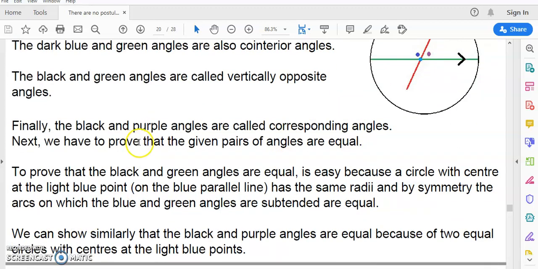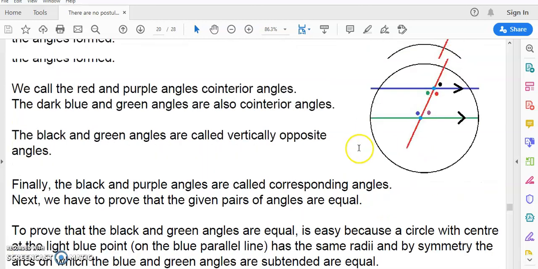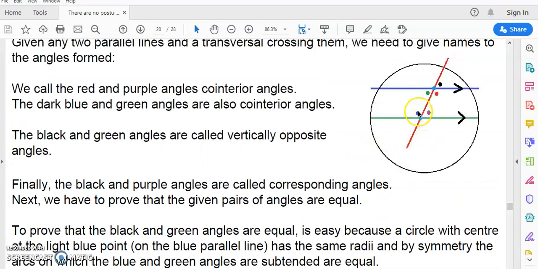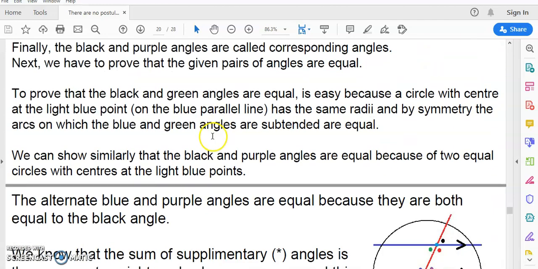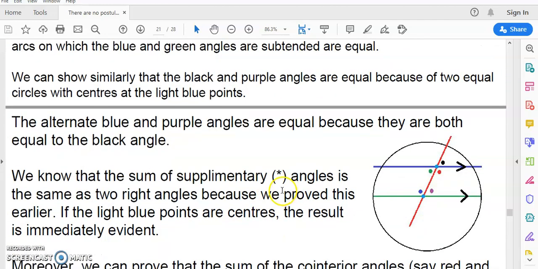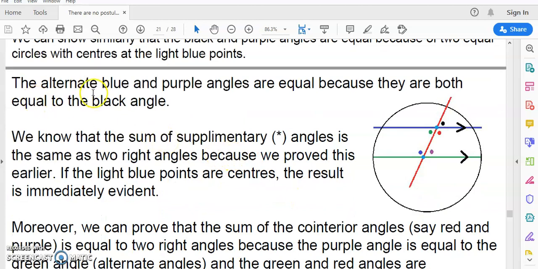So we can show similarly that the black and purple angles are equal because of two equal circles with centers at the light blue points. So if you put a similar circle with this center here and another exactly similar circle at this center here, then we can see that the black and purple angles are equal. So we've established names for the different kinds of angles. And of course the alternate blue and purple are equal because they are both equal to the black angle. Okay?